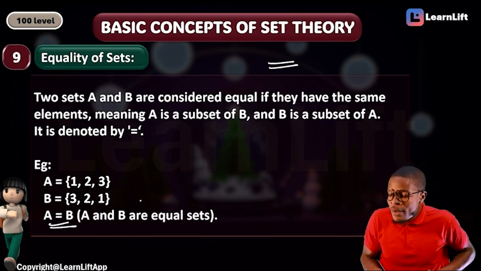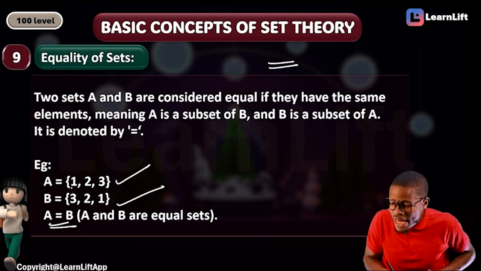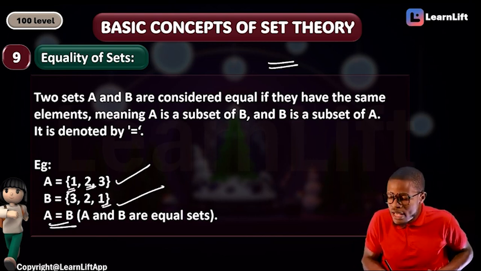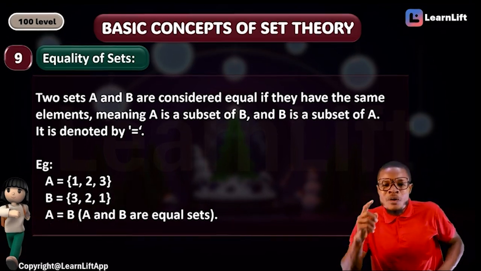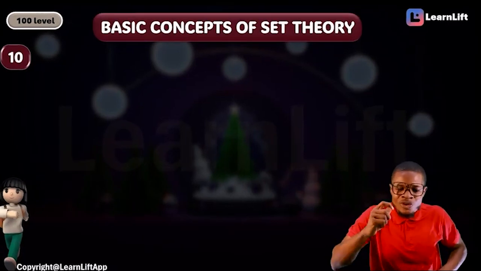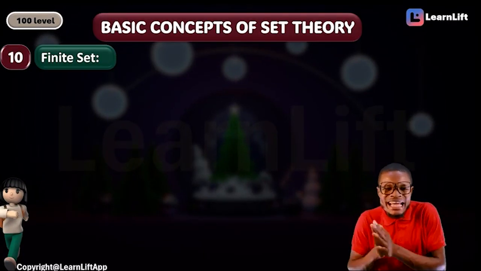Why is it equal? Because the elements in A are also the same elements in B. We have 1 here, we have 1 here, we have 2 here, we have 2 here, we have 3 here, we have 3 here. So they have the same elements, so the sets are what? Equal. Then number 10, very quickly here, under your basic concept, is called finite set.